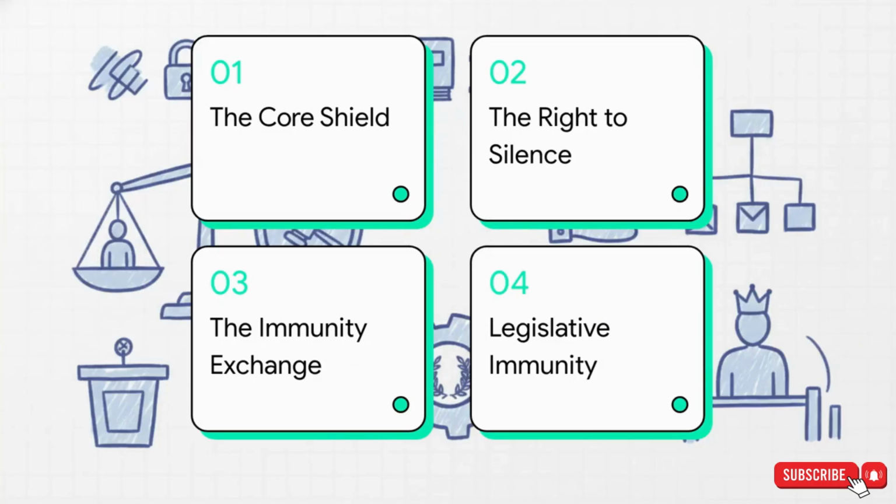Here's our roadmap for this explainer. We'll start with the core constitutional shield, move into the right to silence, explore the immunity exchange, and finally wrap up with legislative immunity. Let's get right into it.